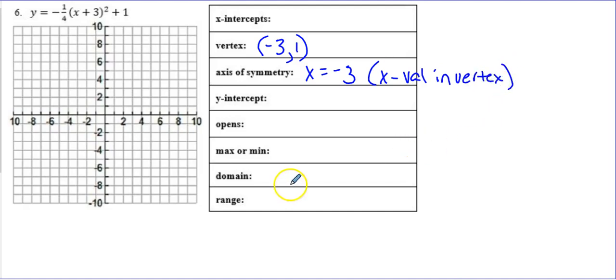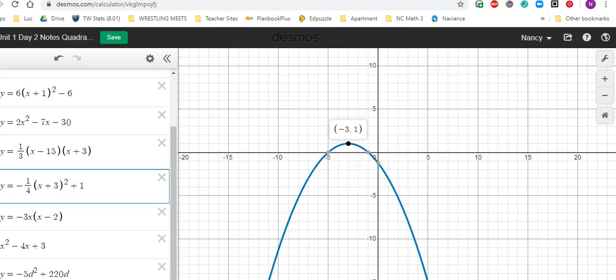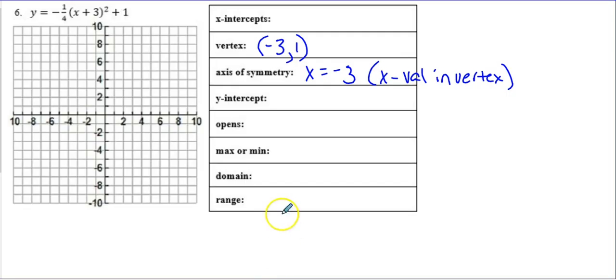Okay. The y-intercept, we can go back over here again and look at Desmos. The y-intercept is right here. It's 0, -1.25. So I'm just going to look at that on Desmos. Okay, it opens in a downward direction, and we know that because this A value right here is negative. So it opens down, and we'll put in parentheses A value negative.